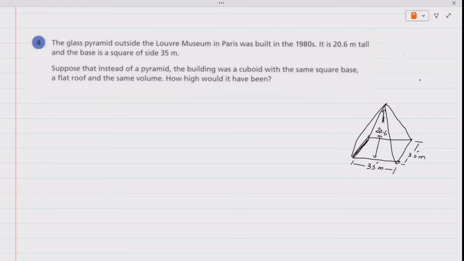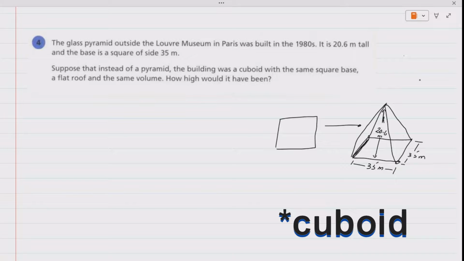Now they are saying, suppose that instead of a pyramid, the building was a cuboid with the same square base and a flat roof, and the volume is the same. How high would it have been? So it means what they are saying is that if we make, using this structure, a cube, right? We make a cube using this.